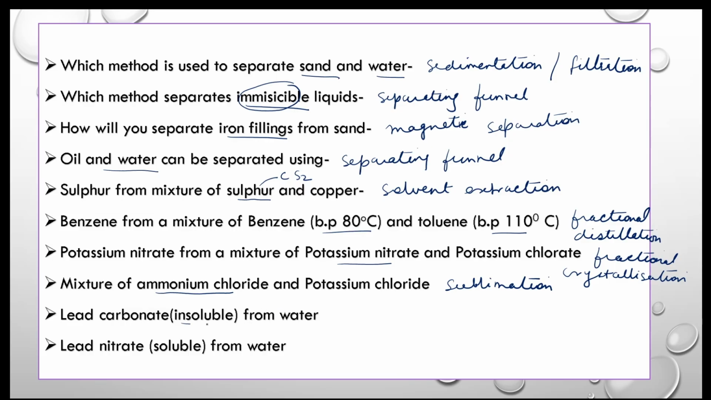Now, lead carbonate is insoluble. Now, because it is insoluble, we can use the method of filtration to separate lead carbonate from water. And lead nitrate, which is soluble in water, either we use distillation or you can use evaporation also for separation of lead nitrate from water. But if we want both the components to be collected separately, then the proper method will be distillation, because in the distillation flask, lead nitrate will be left behind and water will be collected in the receiver.